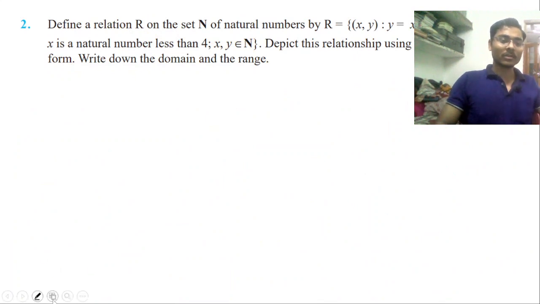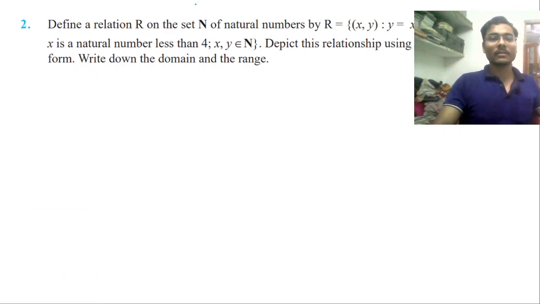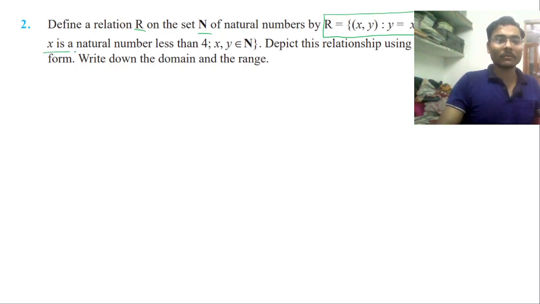Coming to our second question. The second question is saying to define a relation R on natural numbers such that, again they are giving us a relation in set builder form, and we will have to convert this relation into roster form.